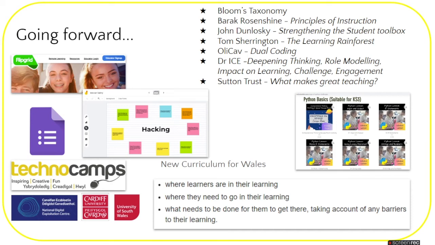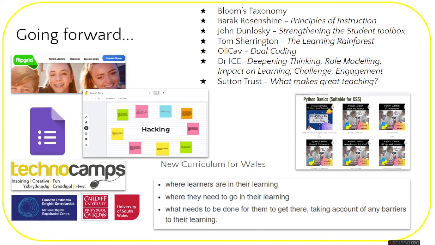We're looking at assessment and feedback with apps such as Flipgrid and Google Forms. We'd like to make use of a Google form where we can show a pre and then post and show the learning journey that the learner has made. We'd like to make more use of some of our outside providers such as Technoteach, NDEC, Cardiff University and the University of South Wales, especially in terms of cyber security.